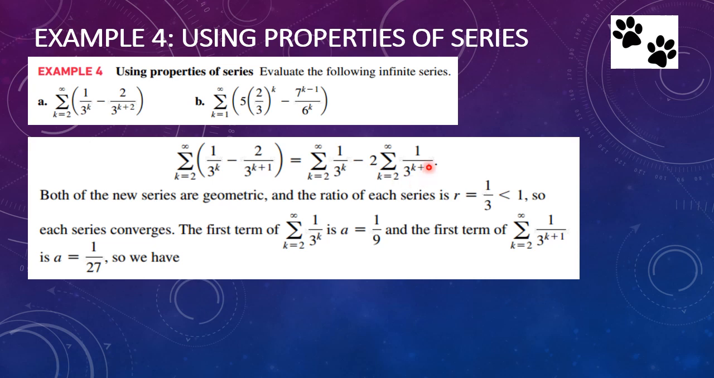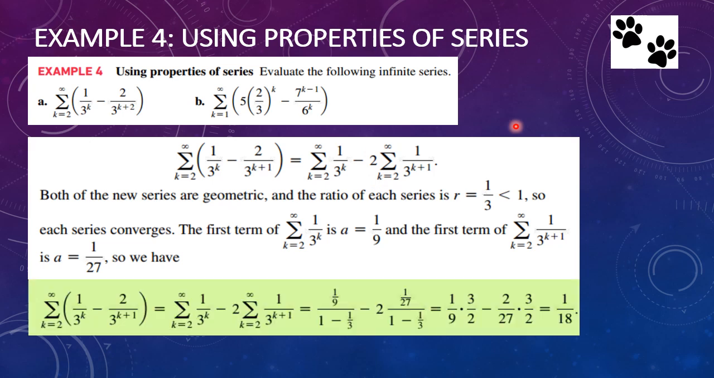And then the second one, we will use a over 1 minus r, but notice we also have a coefficient in it there. So this is a lot of steps, but here is a over 1 minus r. Here is 2 times a over 1 minus r, and then when we do the math, we get 1/18.